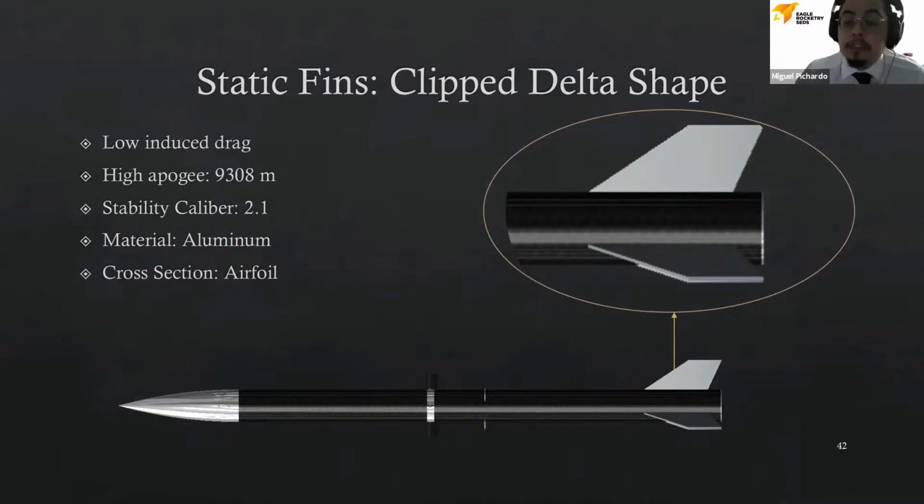For the material, we decided to choose aluminum because this is a high-powered rocket, so we need a material that can withstand the velocities that it's going at. For the cross-section of the fin, we decided on airfoil. By choosing airfoil, this once again correlates with the drag. The shape of it will have low drag when compared to other cross-sectional shapes.